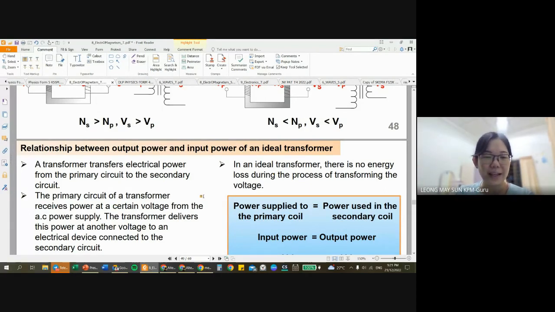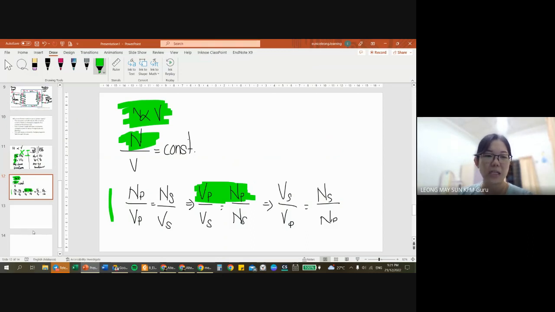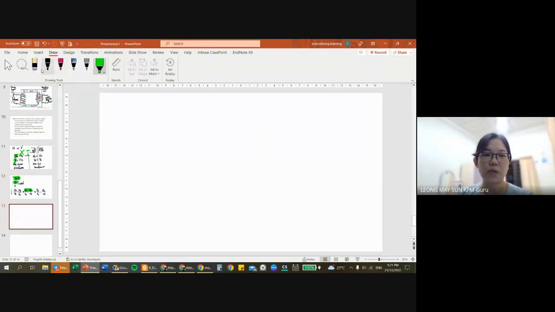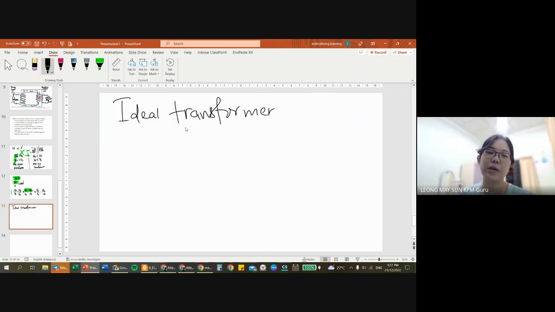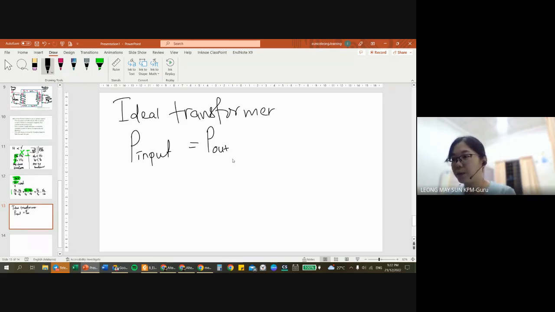Okay, now that is number of turns. So now I'm going to talk about the ideal transformer. Throughout your whole syllabus for SPM, we do talk about the ideal transformer. Ideal transformer means all the power that is being input is actually being transferred to the output as well. All the input power will go into the output also.